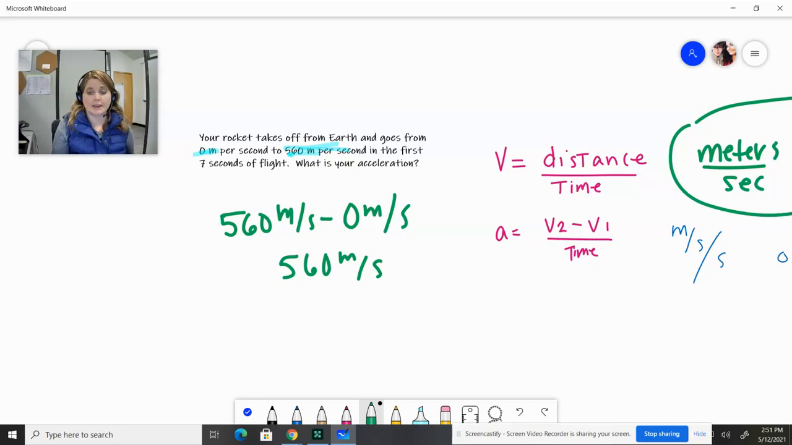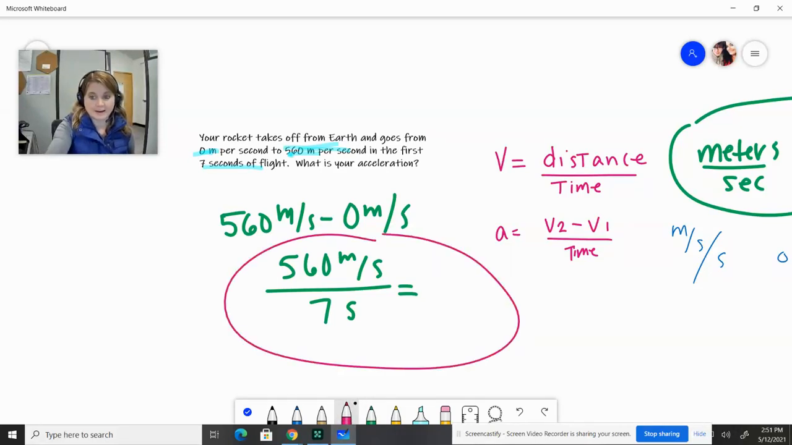Then it says, and it takes us 7 seconds to do this, right? So let's just divide this by 7 seconds. Okay, so now we've kind of set this problem up. You need to solve it. And our units are going to be like this, right? Meters per second.